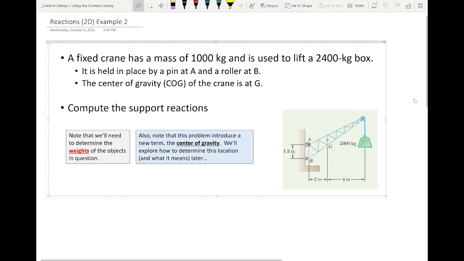I have a problem here that looks crazier. It really isn't. All right, so we could probably knock this one out pretty quickly. So I have a fixed crane that has a mass of 1,000 kilograms, and it's used to lift a 2,400 kilogram box. Right off the bat, I'm like, I don't like that.